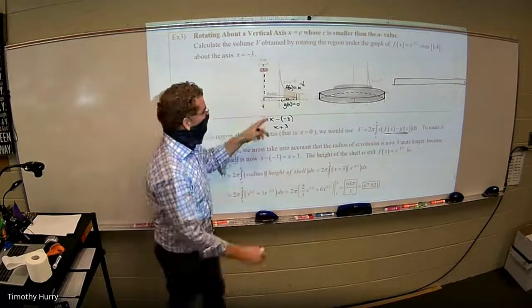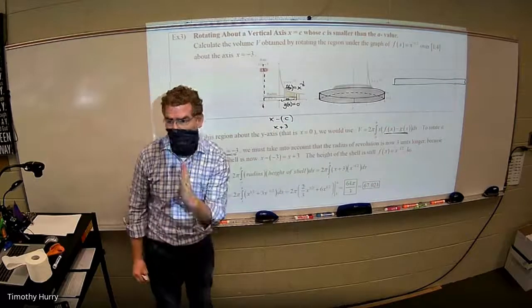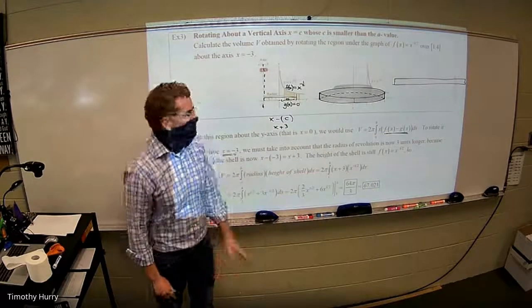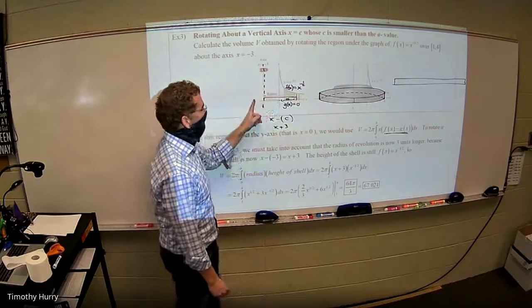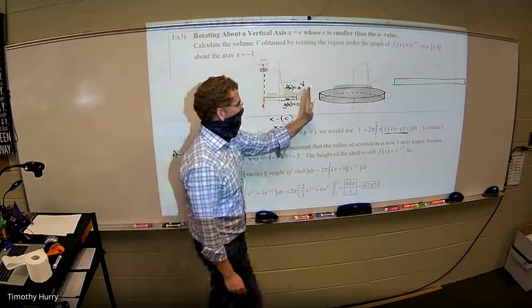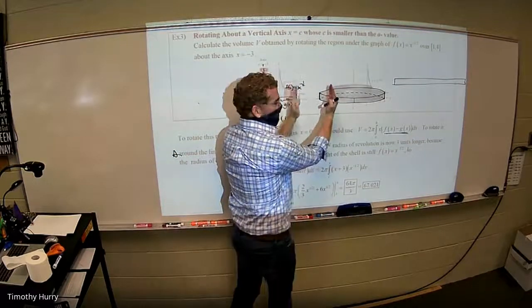So that axis we call basically the c value in the formula. And it's always vertical, so it's always a whole number. So if the axis is over here, I'm always going whatever the x value is minus the c. And if the axis is over here, I'm saying whatever the c value is minus the x to get the radius.